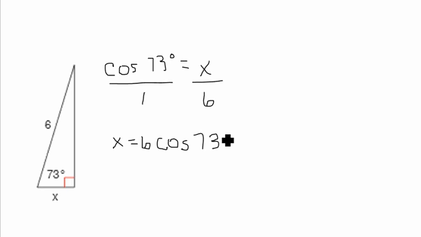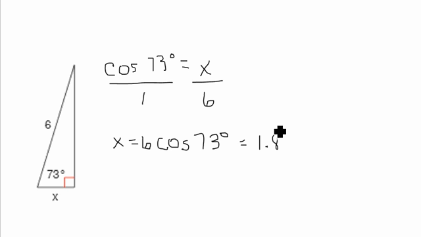Again, use your calculator. Make sure that you are in degree mode, not in radian mode, and you should get that x has a length of 1.8 units. Whatever the units are for your hypotenuse would be what the units are for your adjacent side.